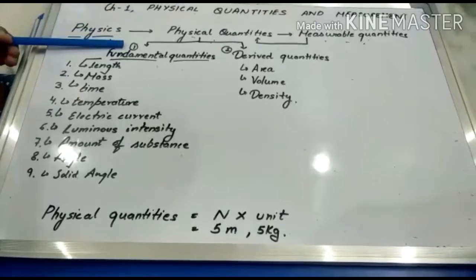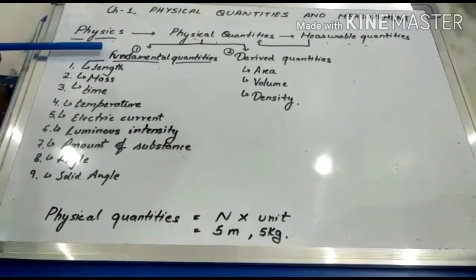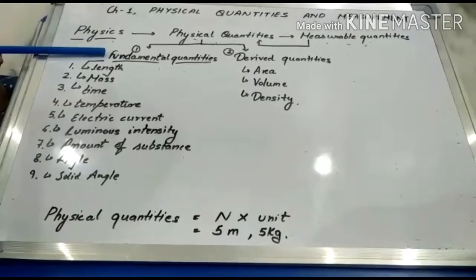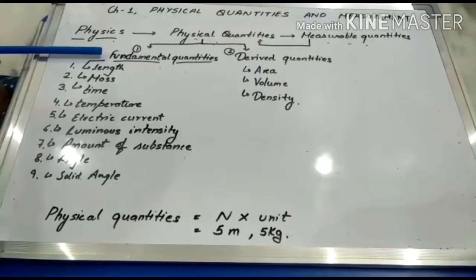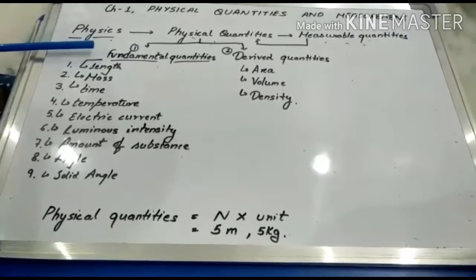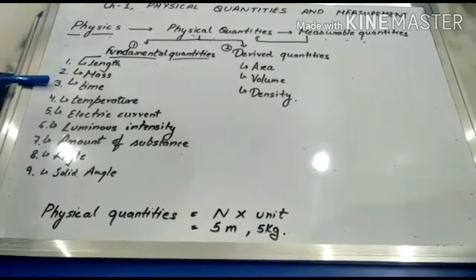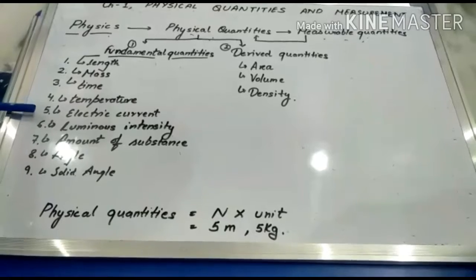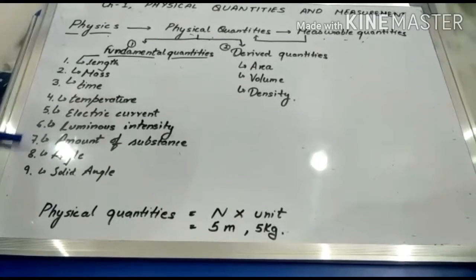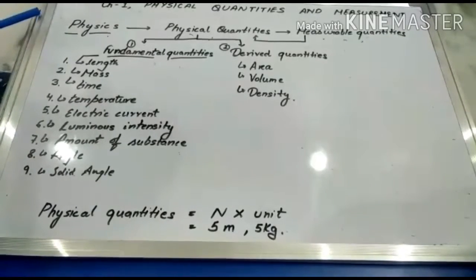First, fundamental quantity. Fundamental quantities are those quantities which are independent in nature. They do not depend on any other quantities for their formation. They are independent in nature, like length, mass, time, temperature, electric current, luminous intensity, amount of substance, angle, solid angle. They are fixed in number.